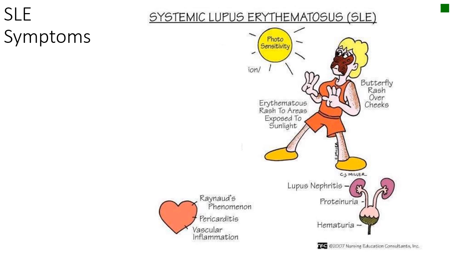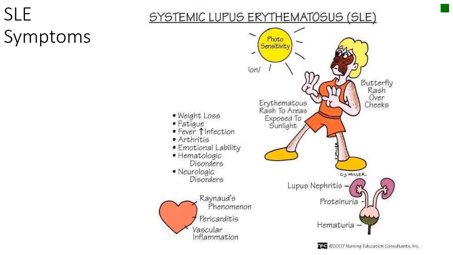Also, being a systemic disorder, you could have complaints of the kidney. So maybe the tests of the urine, which point towards proteinuria, would help, and that is something to keep in mind. Also, it could affect the heart, pericarditis, or vascular inflammation.